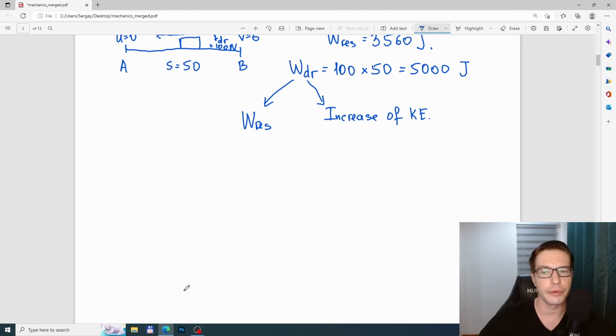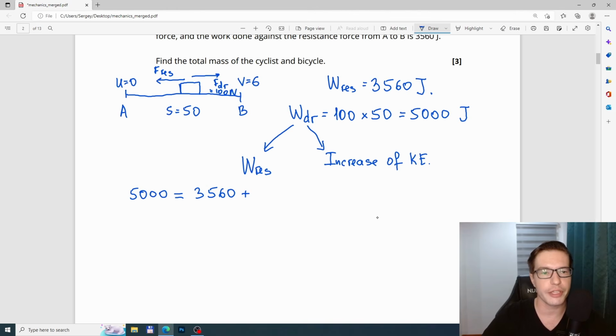So now we can write the equation. 5,000, that's my work done by the driving force, equals 3,560, that's the work done against the resistance, and the rest goes to increase the kinetic energy. So kinetic energy at point A is 0, because velocity is 0, and then kinetic energy at point B is going to be m, the one we're looking for, times v squared, 36, over 2.